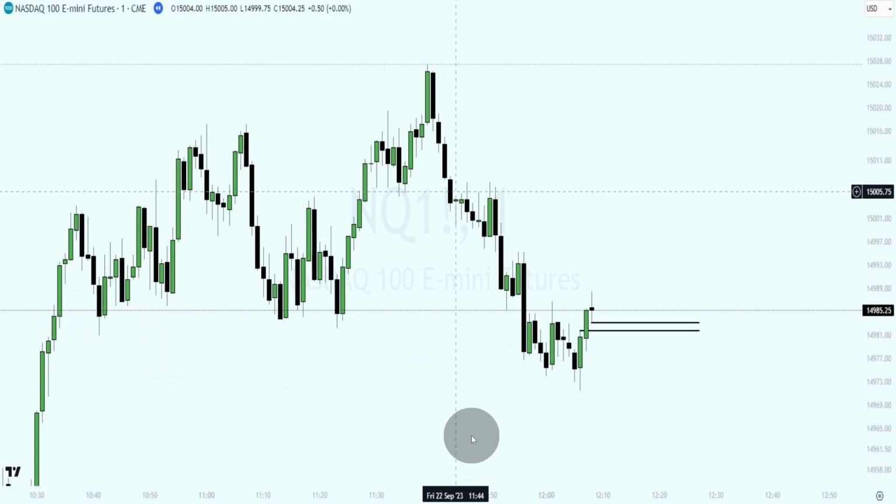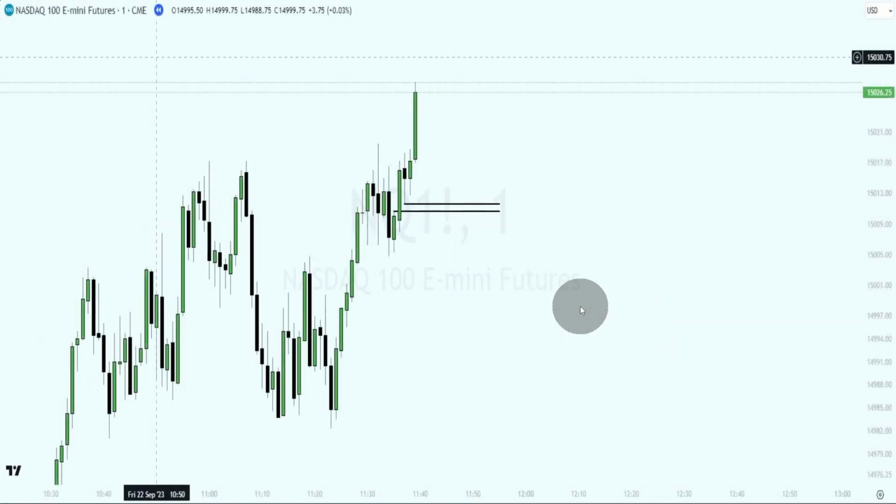Would you say this is a valid fair value gap or would you not? Would you personally long this fair value gap right here? Yes, right? You would want to long this fair value gap. And now, would you want to long this fair value gap right here? If price retraces down back into this imbalance, would you want to long that one?